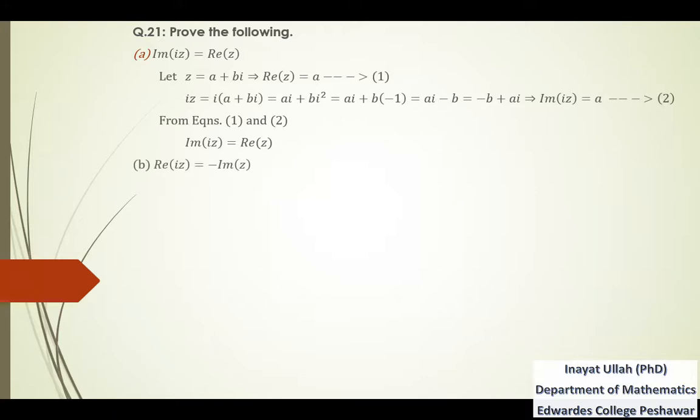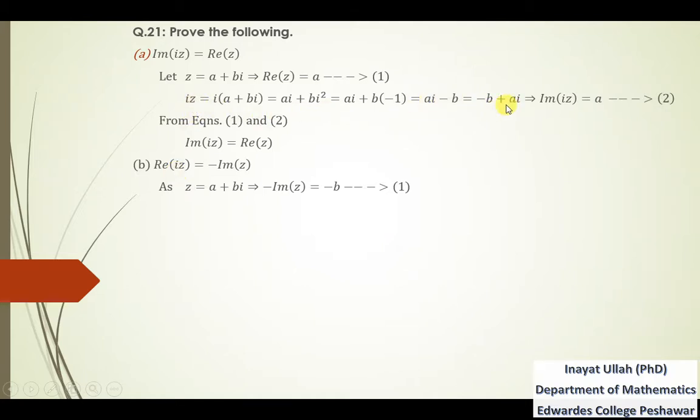And for part b, we need to prove that the real part of iota z is equal to minus the imaginary part of z. So proceeding in the same way, z is equal to a plus b iota. We need to find minus the imaginary part of z. The imaginary part of z is actually b, so minus the imaginary part will be equal to minus b. That is equation 1. And for the right side, we should calculate iota z in this fashion.